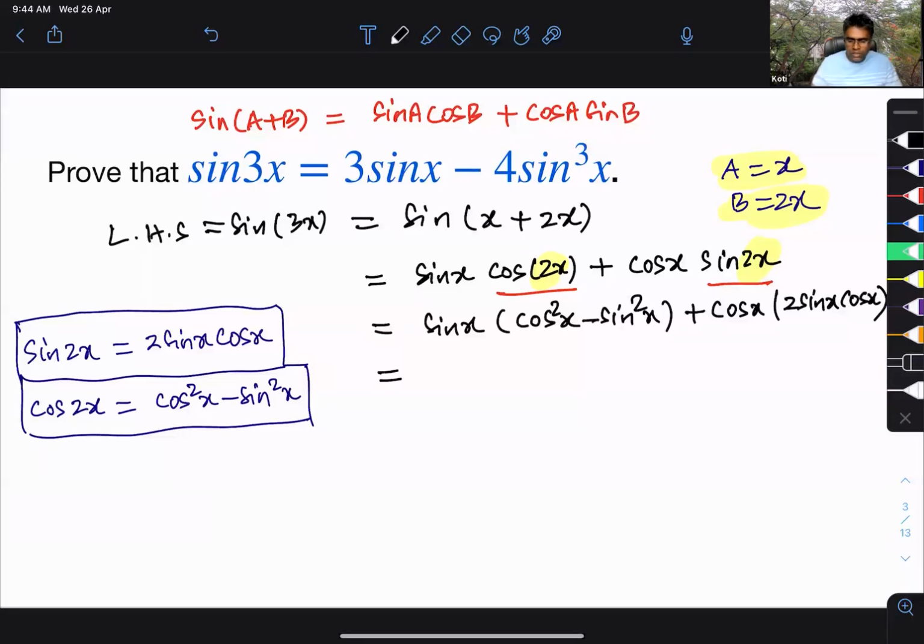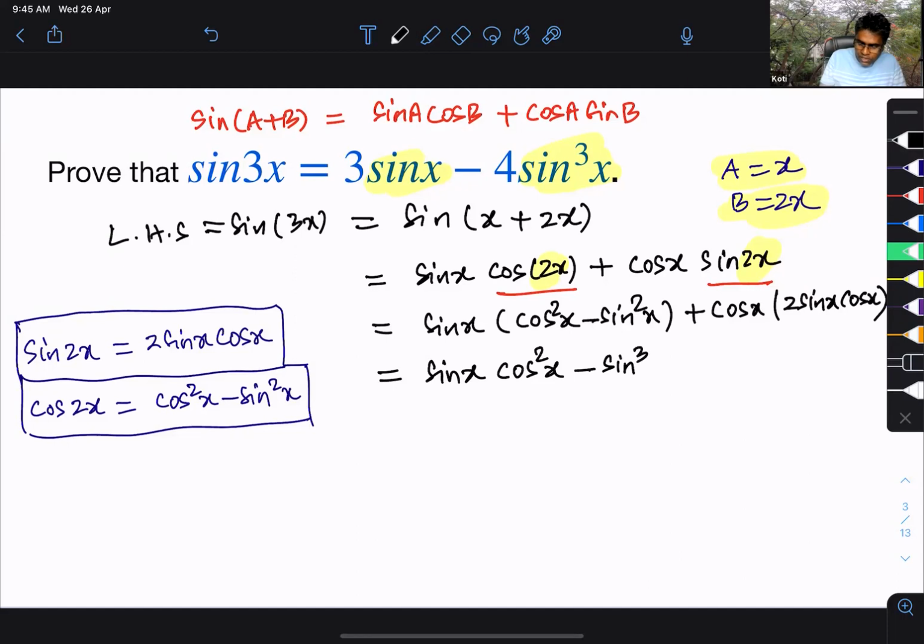Here again, wherever you have, let's say, cos square x, you want to convert that into sine, because you don't want anything other than sine. So let's do that. I have here sine x multiplied by cos square x minus sine into sine square x. So that is sine cube x.